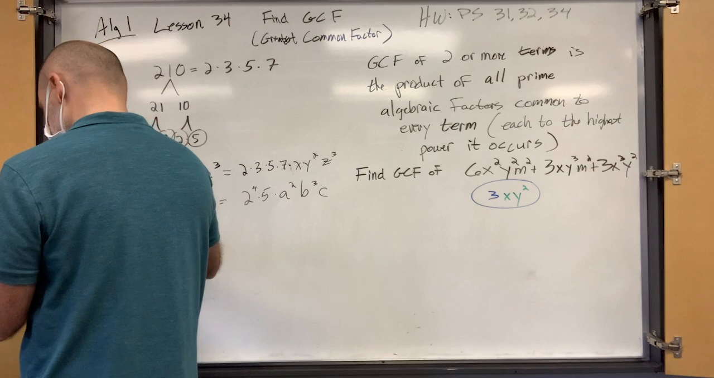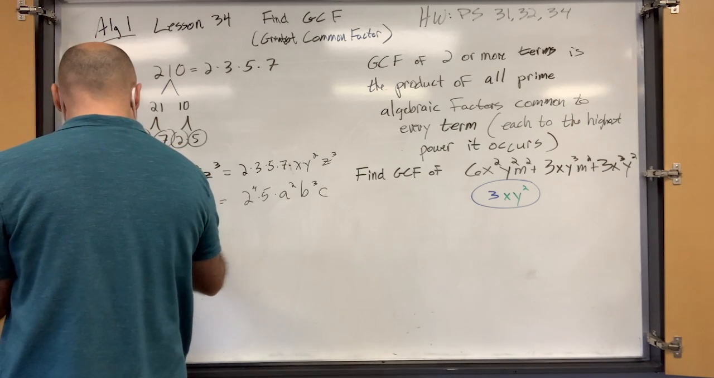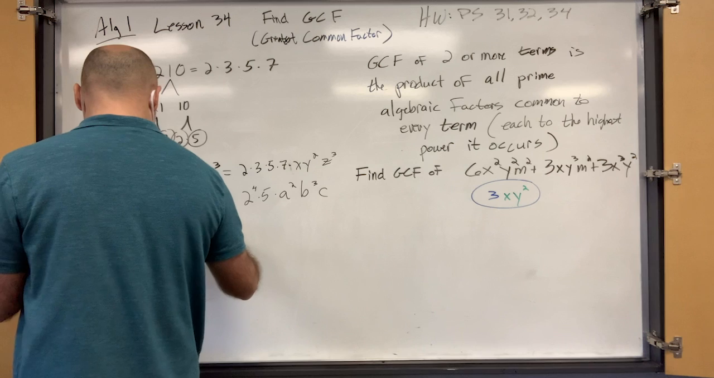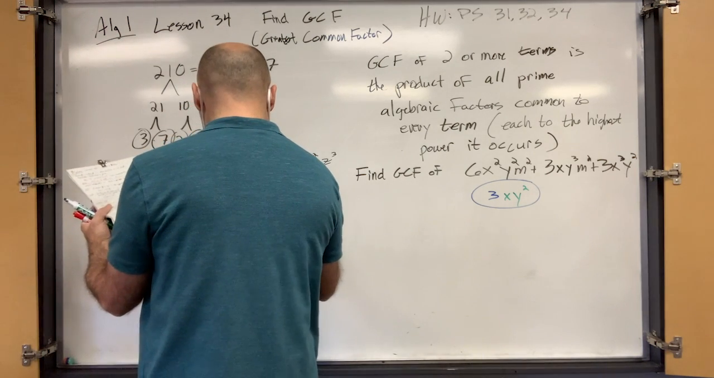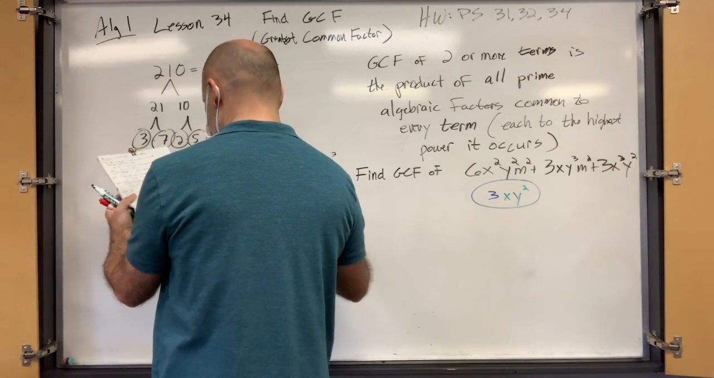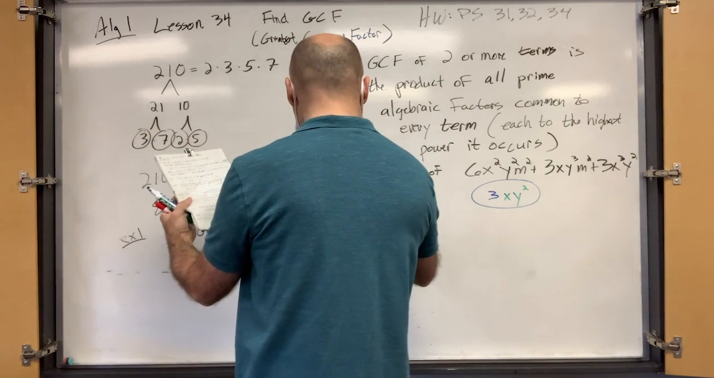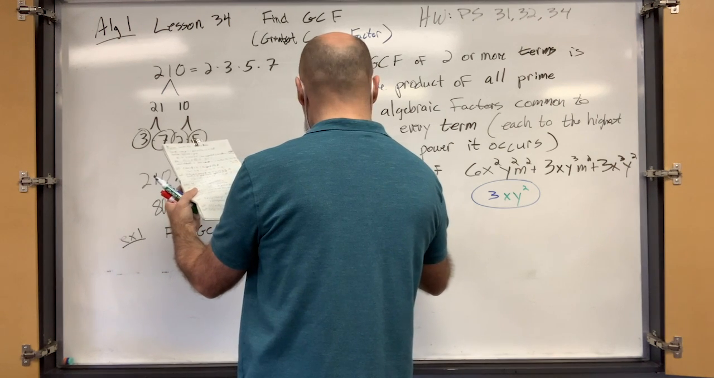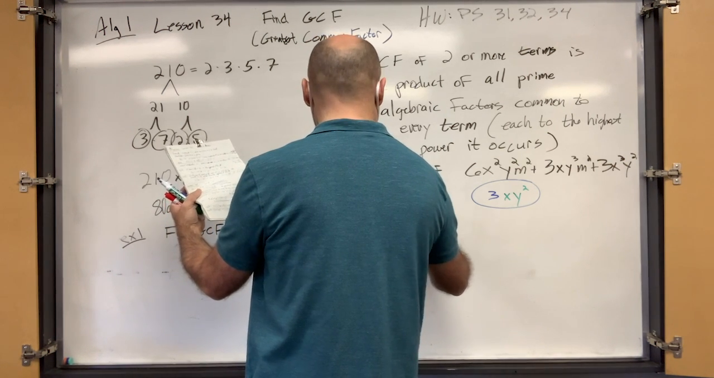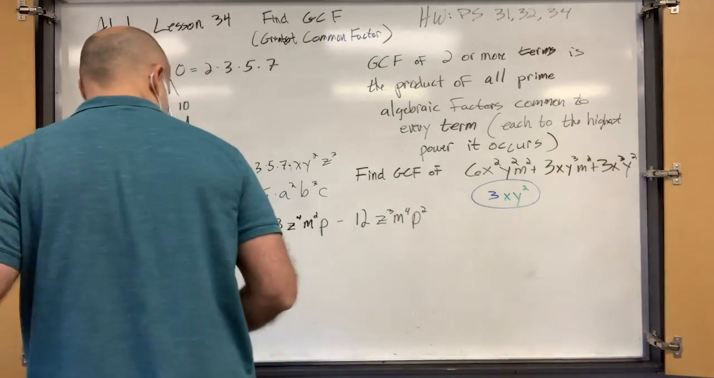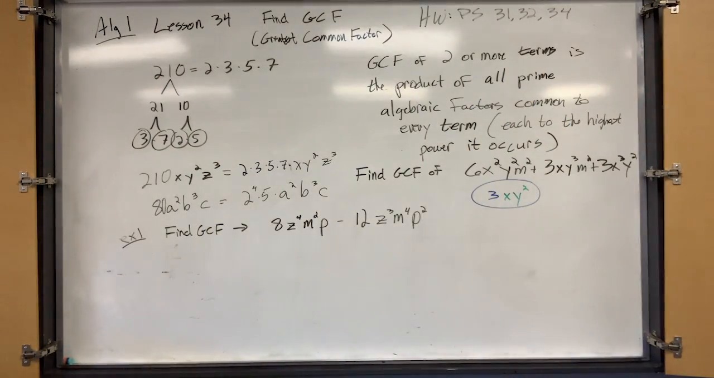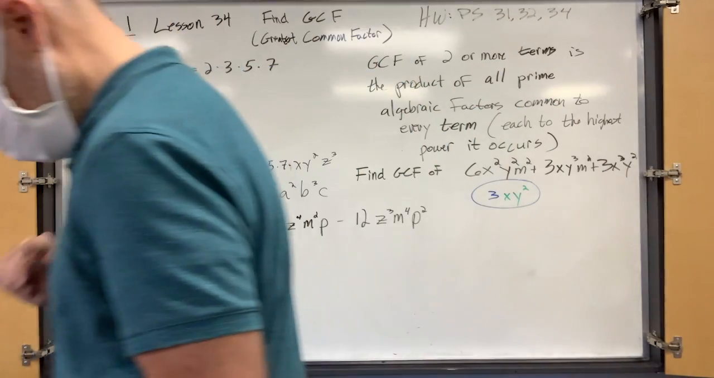Here's example 1. Find the greatest common factor. Here it comes. 8z to the 4th m squared p minus 12 z to the 3rd m to the 4th p squared. Find the GCF, the greatest common factor of that. Okay, take a couple minutes and compare with someone next to you if you want. And then I want to hear your answers.